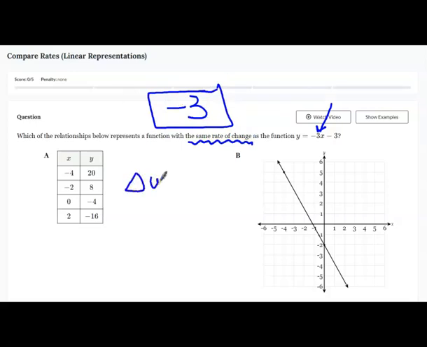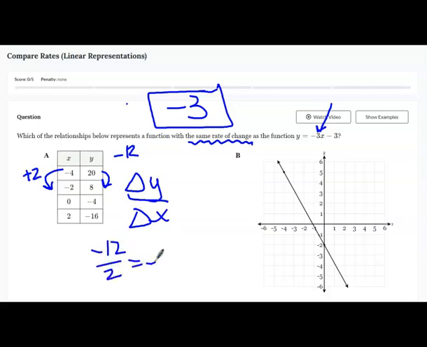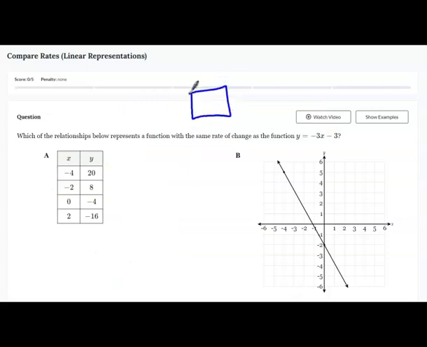From a table, you're looking for the pattern of the y's divided by the pattern of the x's. So it looks like my y is decreasing 12, and it looks like my x's is increasing 2. And negative 12 over 2 is negative 6. So that is definitely not the same as my magic number negative 3.